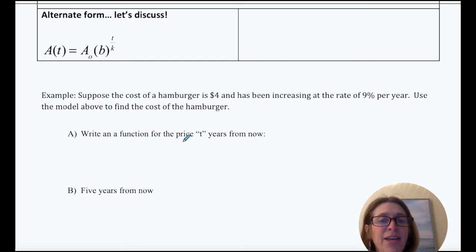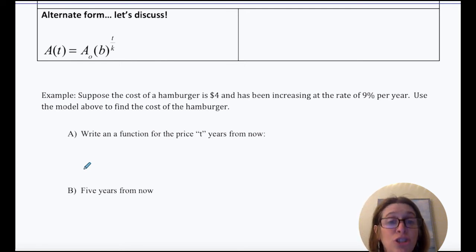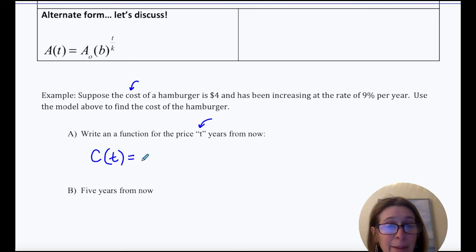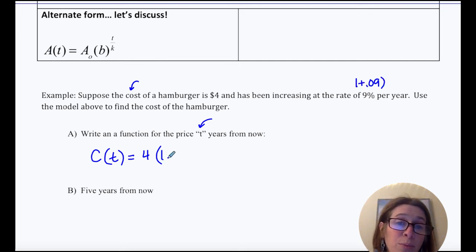So suppose the cost of a hamburger is $4 and has been increasing at the rate of 9% per year. Use the model above to find the cost of the hamburger. So first, we're going to write our function. So I'm going to use cost. When we write these functions, I really want us to get used to using the variables that make sense, not just f of x. So I want to find the cost at t times, so I'm going to do c of t. So c of t, well, the initial price of the hamburger is $4. It's increasing 9%, so 1 plus 0.09, which would be 1.09 to the t.